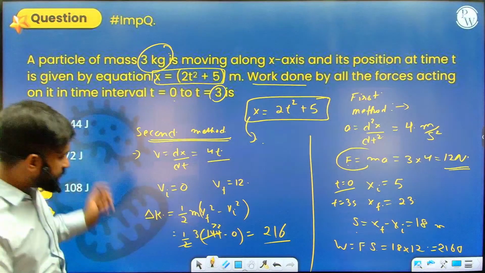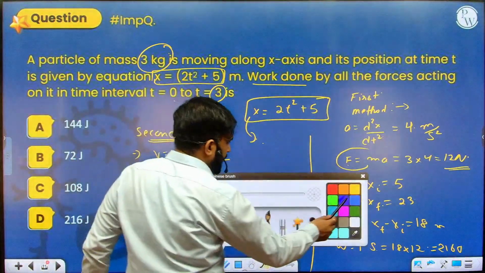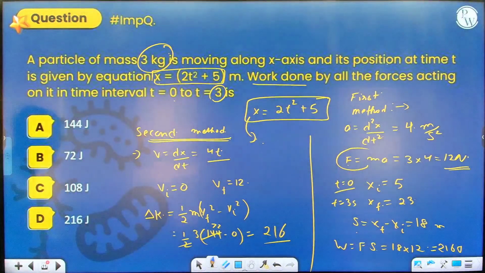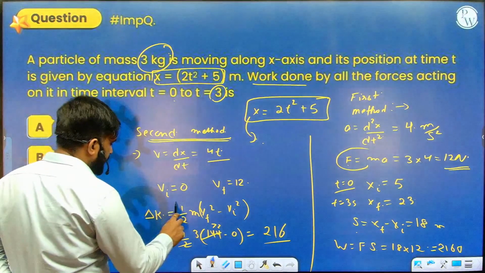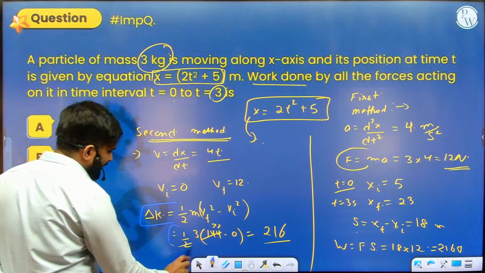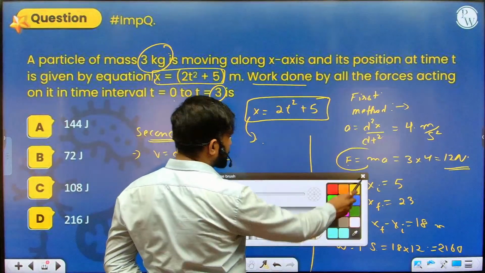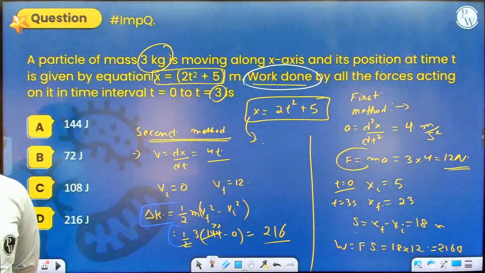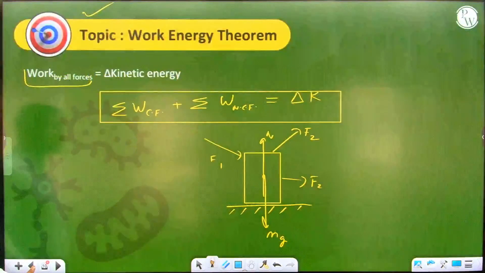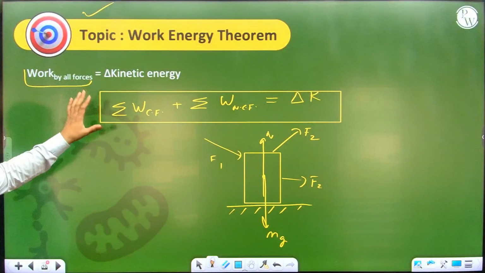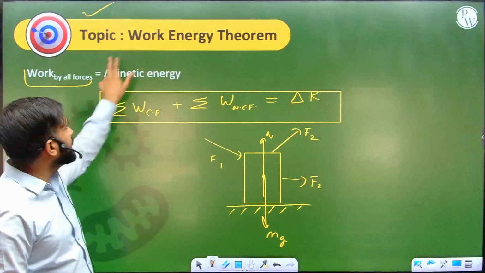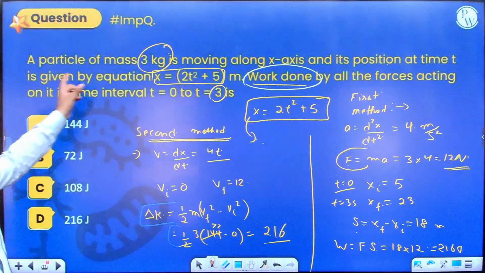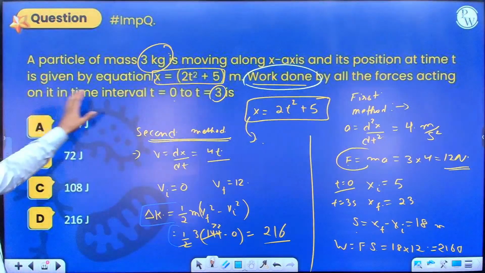Now try to understand why the second method here is crucial, or let's say why are we discussing it. See here, I just found the change in kinetic energy. Were they asking me change in kinetic energy or the work done? They were asking the work done. What did we study just before? Work energy principle, which says that if you get the kinetic energy, then you can find the work done by all the forces.